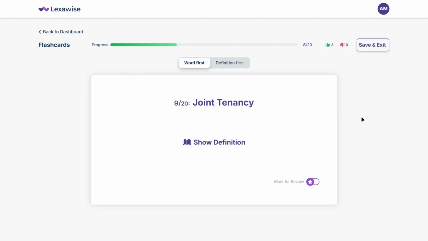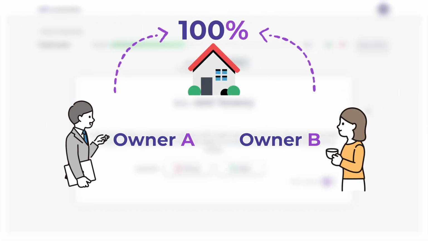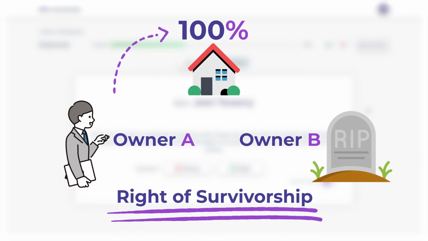Term 9, joint tenancy. What's the key feature that makes joint tenancy special? Joint tenancy: a form of ownership or taking title to property, which means each party owns the whole property and that ownership is not separate. In the event of the death of one party, the survivor owns the property in its entirety.